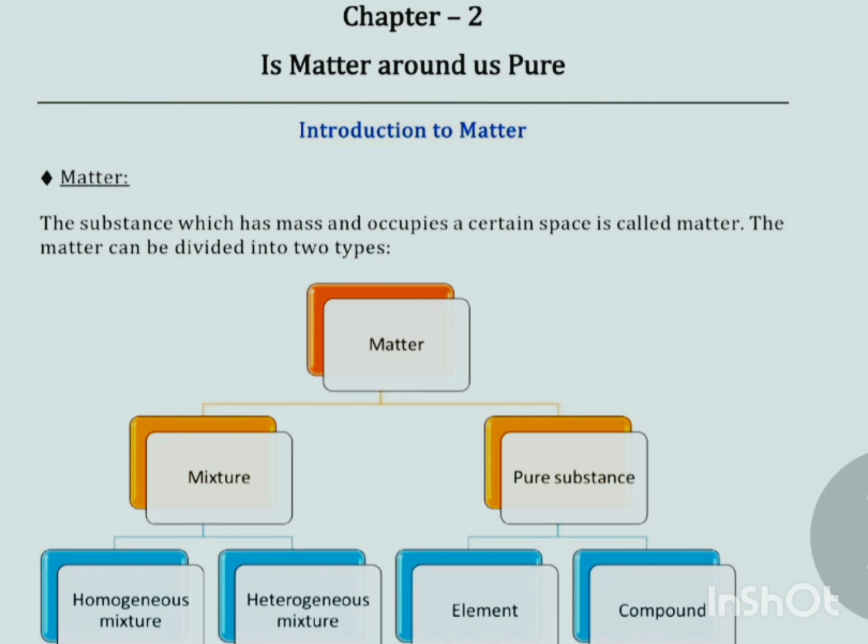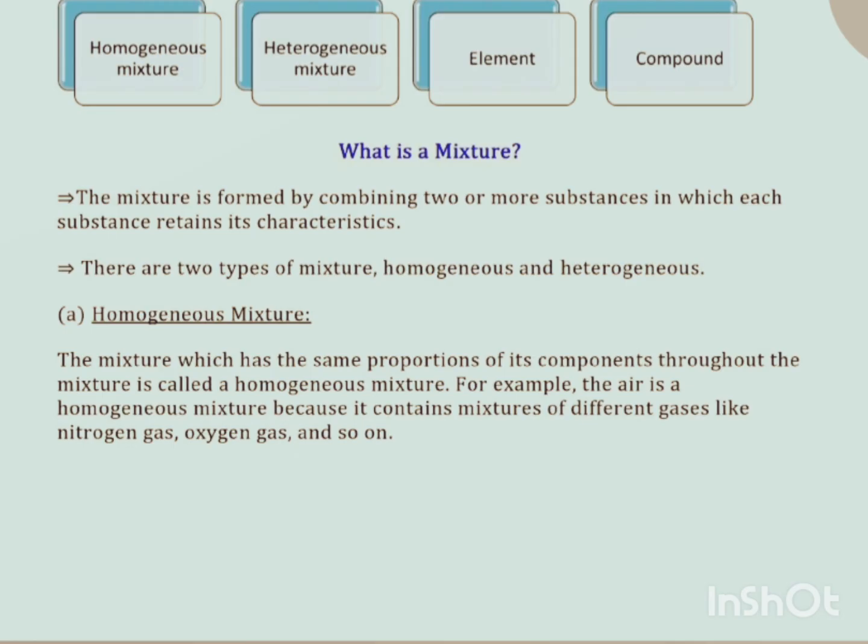Matter can be divided into two types: mixtures and pure substances. What are the two types? Matter is divided into mixtures and pure substances. A mixture is again subdivided into homogeneous mixture and heterogeneous mixture, whereas pure substances are divided into elements and compounds. Matter occupies space and has mass, and it is divided into two types, mixture and pure substance.